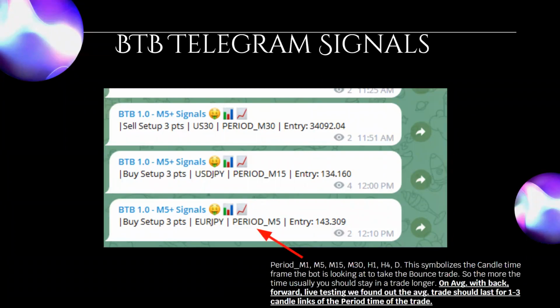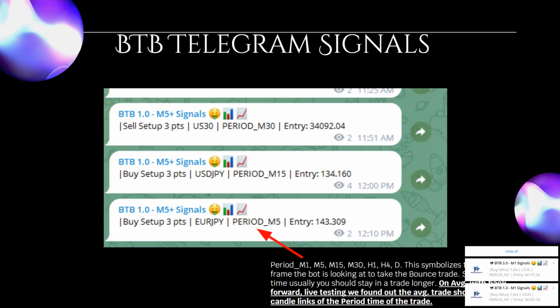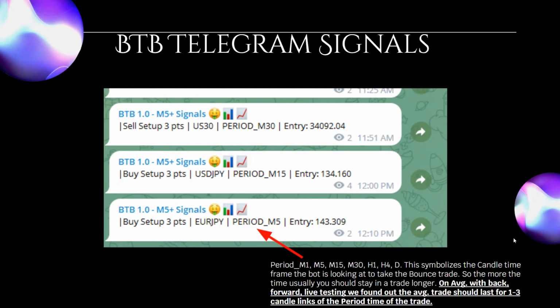And let's look at the period. The period is something that you really have to understand. So 1 minute would be period M1, M5 is 5 minutes, M15 is 15 minutes, M30 is 30 minutes, H1 is 1 hour, H4 is 4 hours, and D stands for 1 day. That symbolizes the candle time frame the bot is looking at to take the bounce trade.